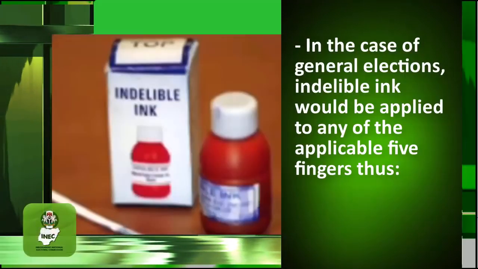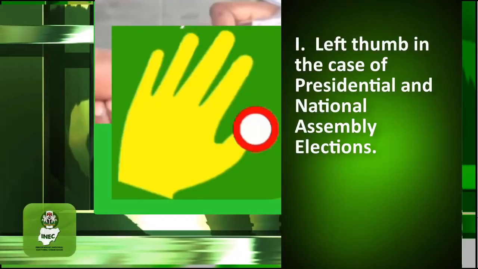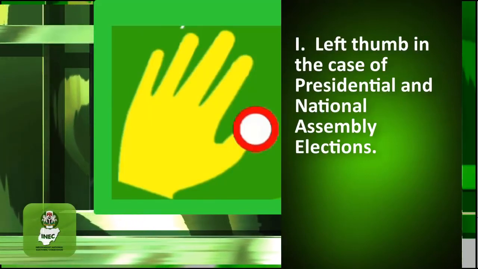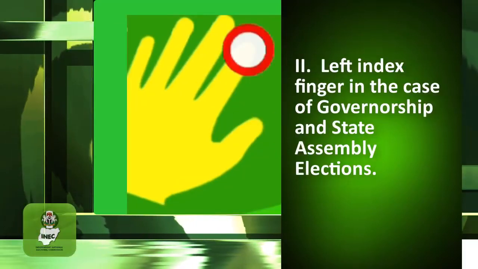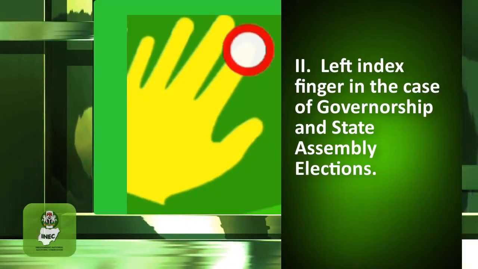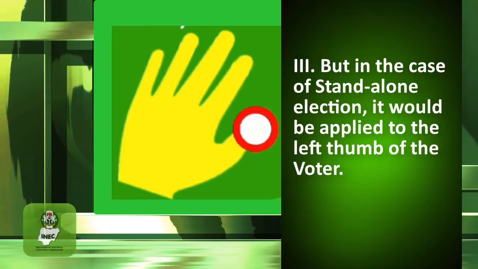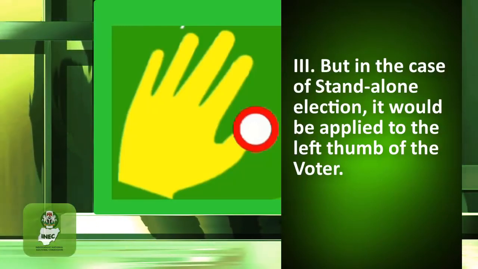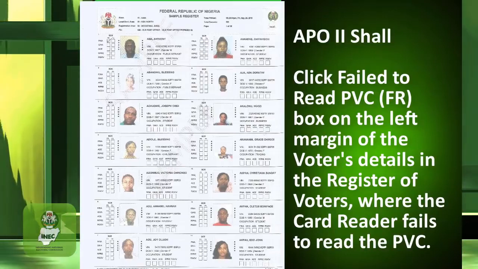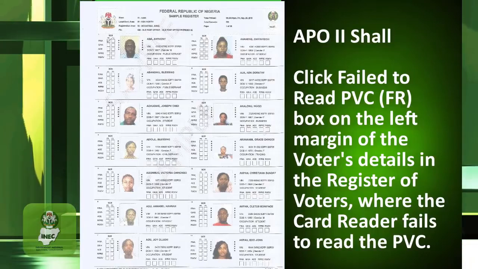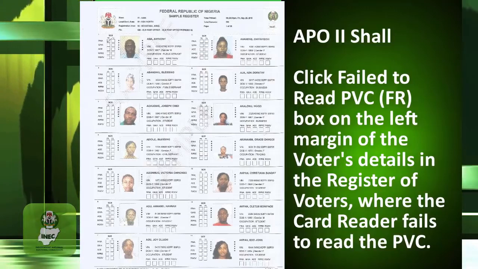In the case of general elections, indelible ink would be applied to any of the applicable fingers. 1. Left thumb, in the case of presidential and National Assembly elections. 2. Left index finger, in the case of governorship and state assembly elections. 3. But in the case of a standalone election, it would be applied to the left thumb of the voter. APO2 shall tick the failed to read PVC FR box on the left margin of the voter's details in the register of voters, where the card reader fails to read the PVC.